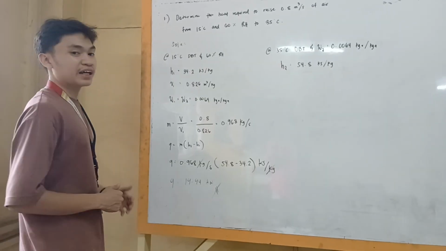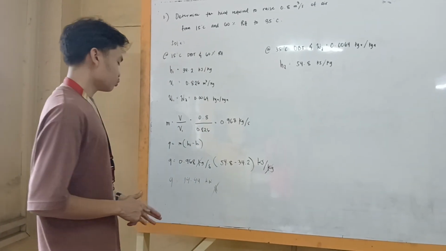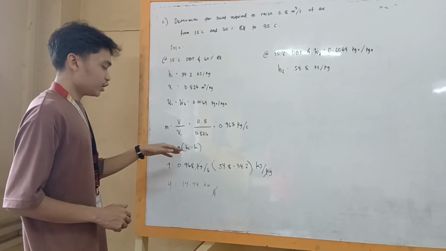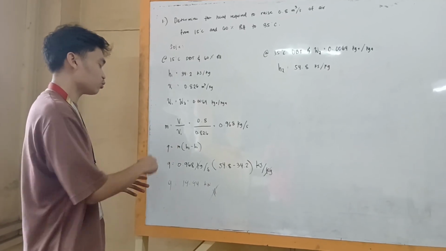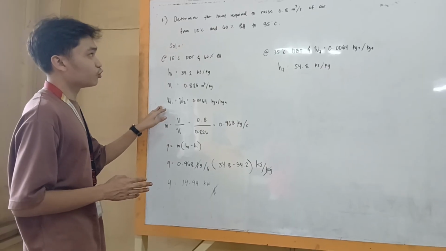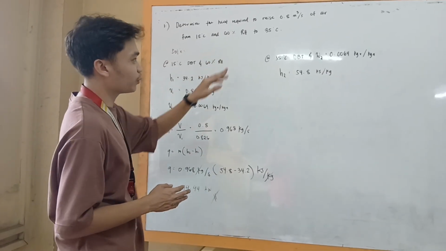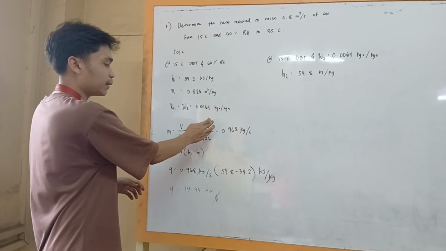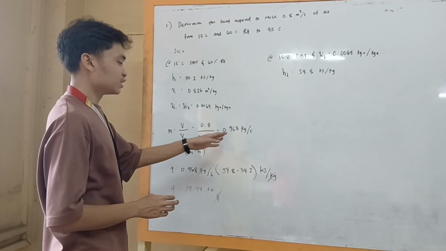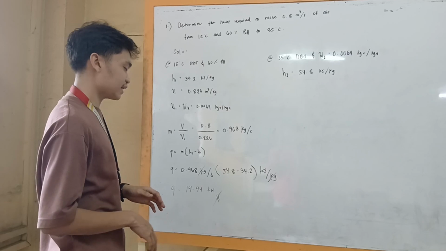Since we have both enthalpies, H2 and H1, we'll be plugging into this formula, which is Q equals M times H2 minus H1. But before that, we'll get the mass flow rate. The mass flow rate can be obtained using our volume flow rate, which is 0.8 cubic meters per second. Applying it here with specific volume 0.826, we get 0.968 kilograms per second.